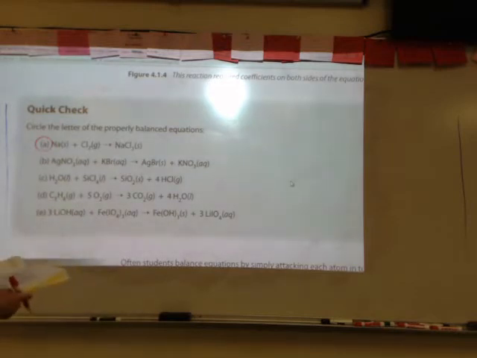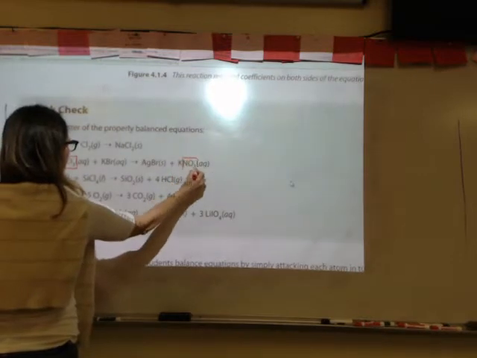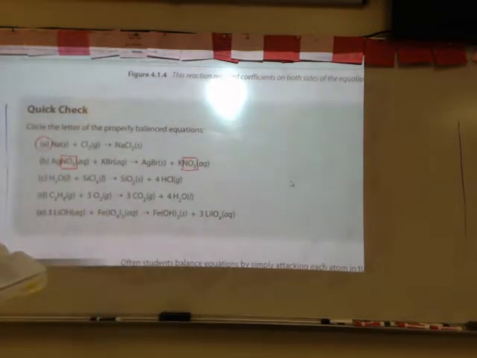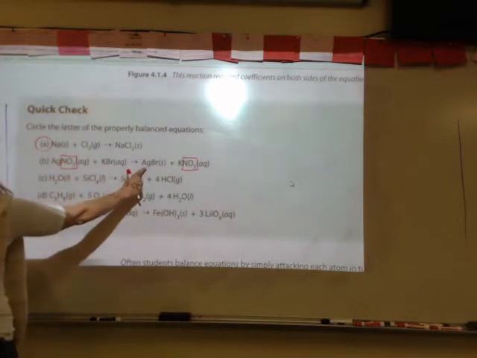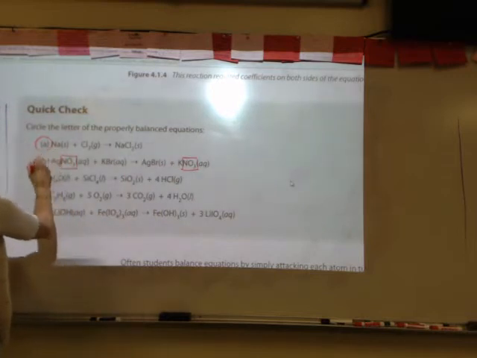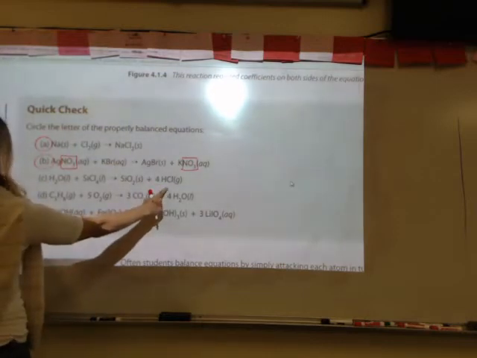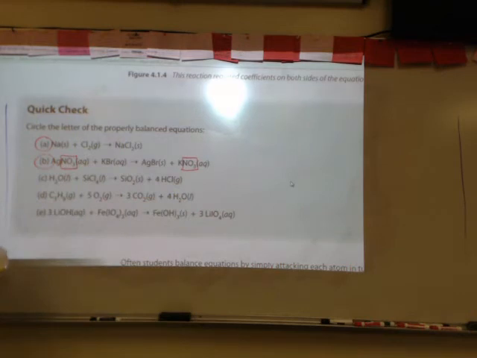I believe this example is different from the example in your book. I believe A in your book is not balanced because you only have 1 chlorine on the right and 2 on the left. If I'm looking at B, since you have polyatomic ions in B, you have nitrate. I'm going to put those in boxes, and I'm going to balance those as groups. I have a silver on each side, a NO3 on each side, a K on each side, and a Br on each side. So this one is balanced. In C, I have 2 hydrogens on the reactant side, 4 hydrogens on the product side. So this is automatically not balanced, so I'm not going to circle it.